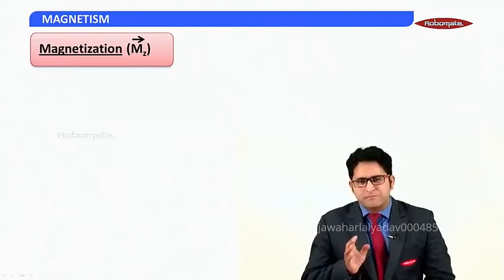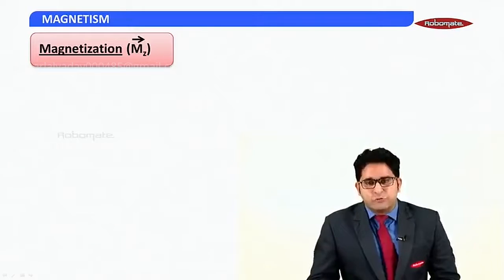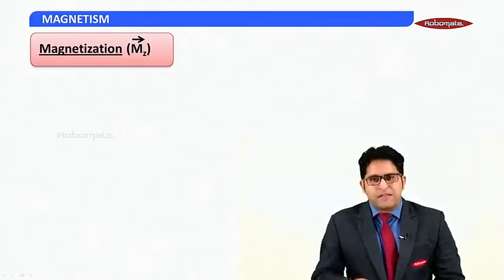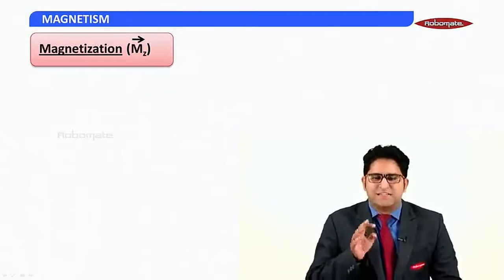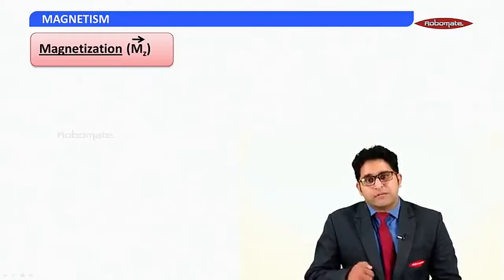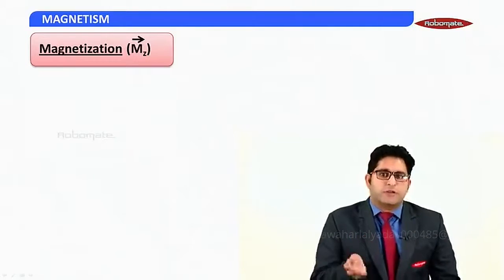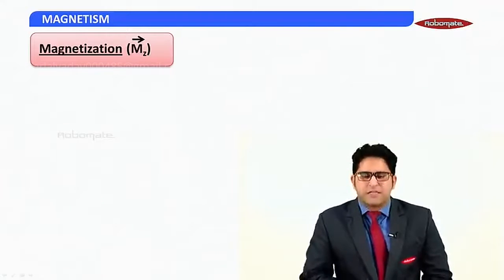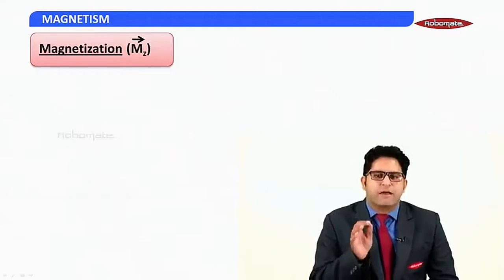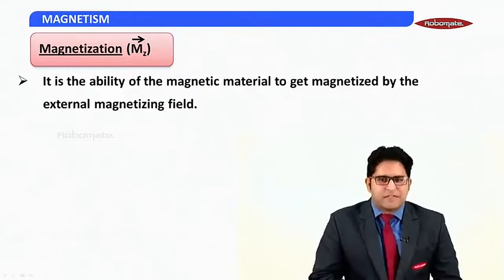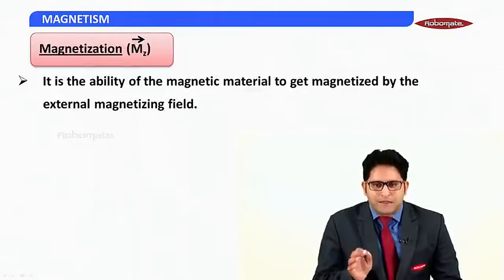Do you remember? Yes, we have already learned that every magnetic field has the ability to magnetize the material, and that ability of the field to magnetize the material was measured in terms of magnetic intensity. The magnetic field has the ability to magnetize. In a similar way, a magnetic material also has the ability to get magnetized, and this ability of the magnetic material to get magnetized is measured in terms of magnetization. So I can say it is the ability of the magnetic material to get magnetized by the external magnetizing field.